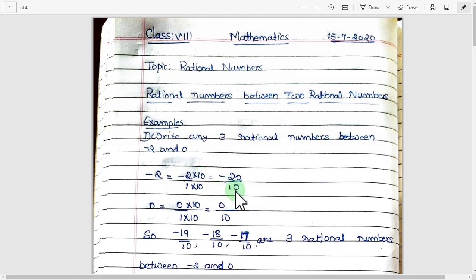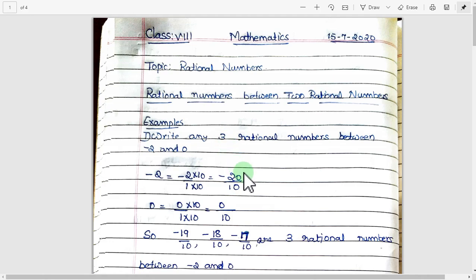So I am getting -20 by 10, and if you multiply 0 by 10, I am getting 0 by 10. Now denominators are equal. Numerators you see. Now -20 and 0. In between -20 and 0, we are getting more than 3 rational numbers. So when you multiply, you have to think about that. More than 3 you can get, but it should not be less than 3.